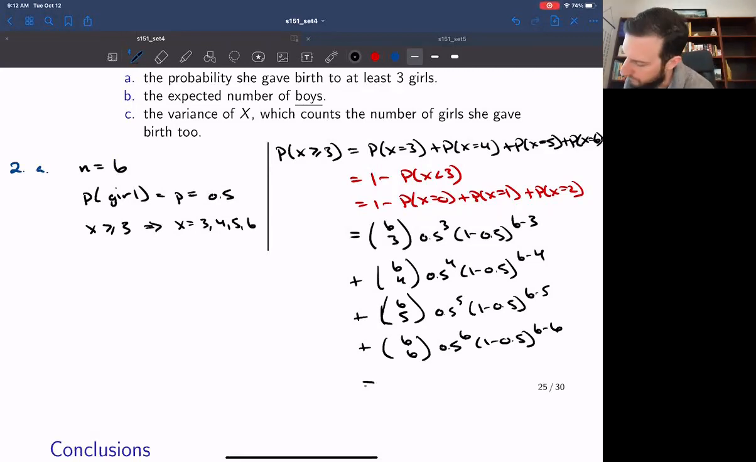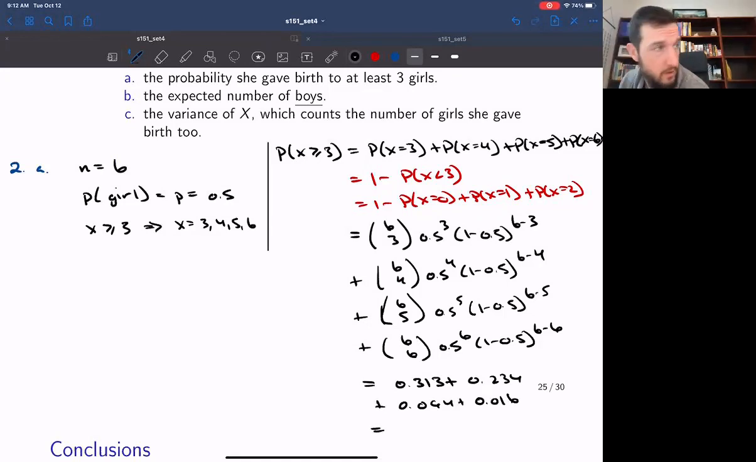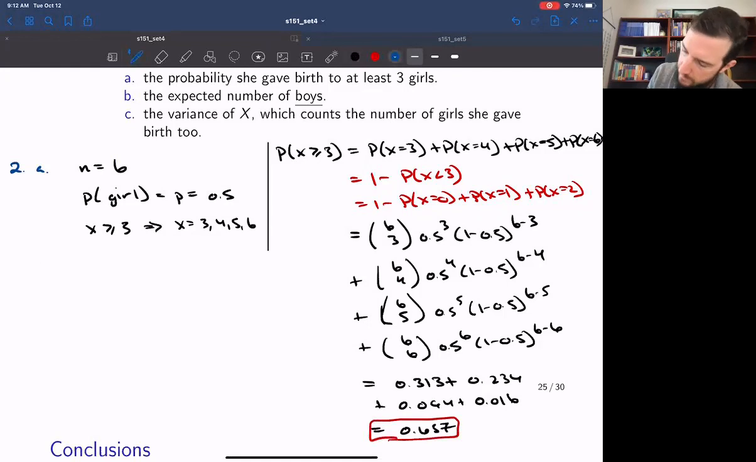All right, okay. All of these are going to be evaluated in the same way that we've been practicing throughout this lecture set. So you should be able to show that this is going to give you the following, which is 0.657. Okay, so the probability of at least 3 girls out of 6 children with a consistent probability of having a girl being 0.5 is 0.657.